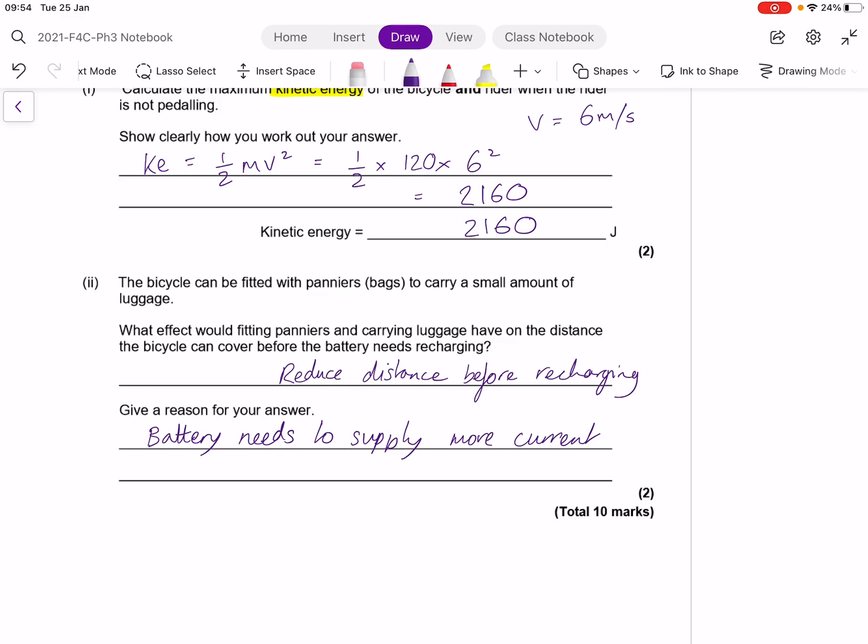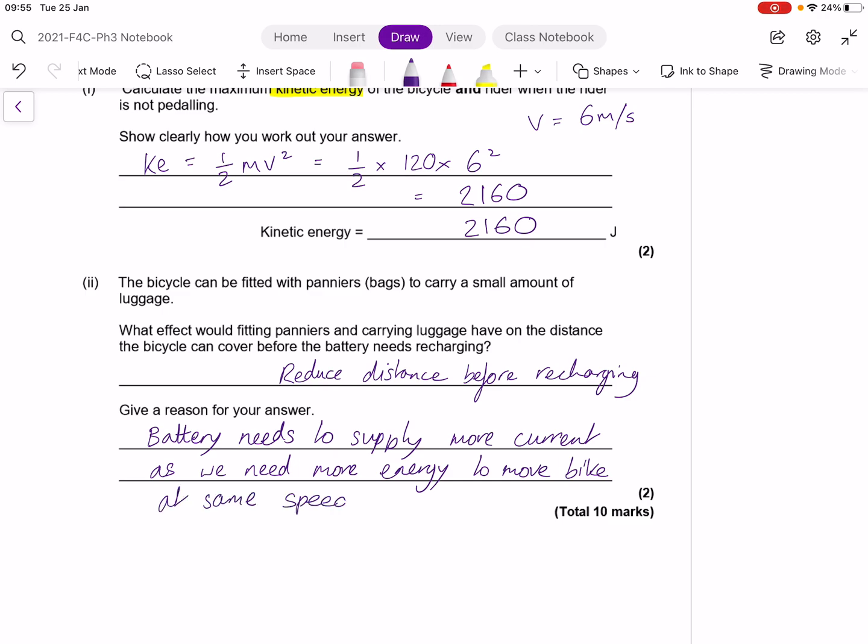And why does it need to produce more current? Well, because you need more energy to move the bike, don't you? You need to supply more current as we need more energy to move the bike at the same speed.